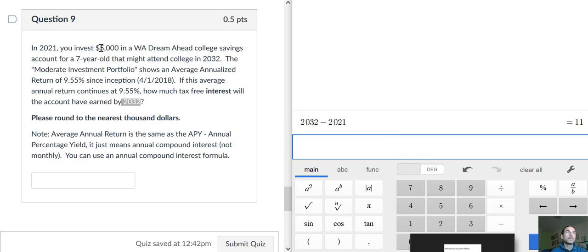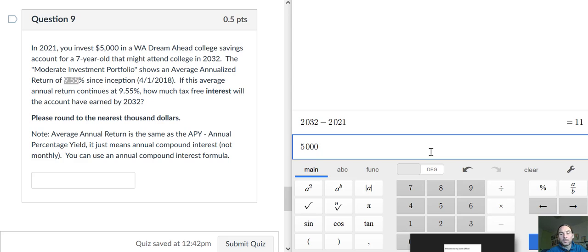It's $5,000 invested, and the average annualized return is 9.55%. And we're saying that that is just like APY, annual percentage yield, okay? So this is annual compound interest, not monthly, not daily, it's annual, right?